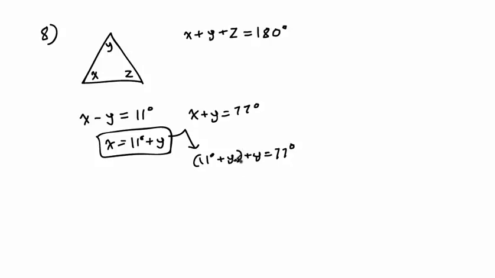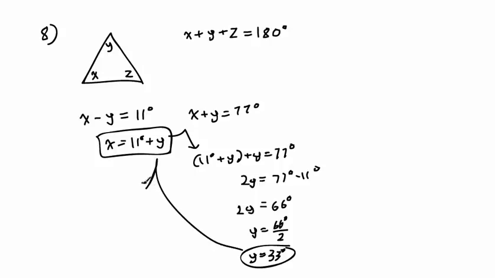So collect like terms, y plus y equals 2y, and subtract both sides by 11 degrees, and we get 77 degrees minus 11 degrees. So 2y has to equal 77 degrees minus 11 degrees, which equals 66 degrees. Divide both sides by 2, and we get y equals 66 degrees over 2, which then equals 33 degrees.